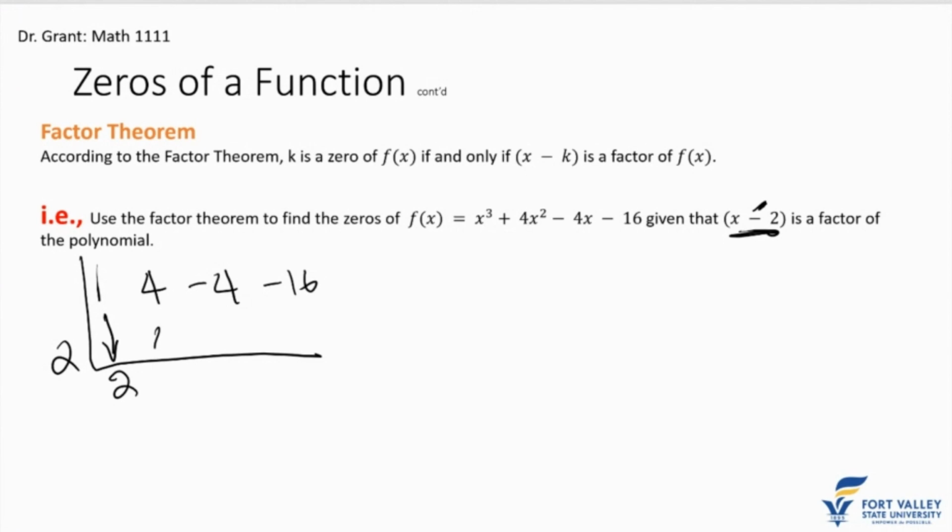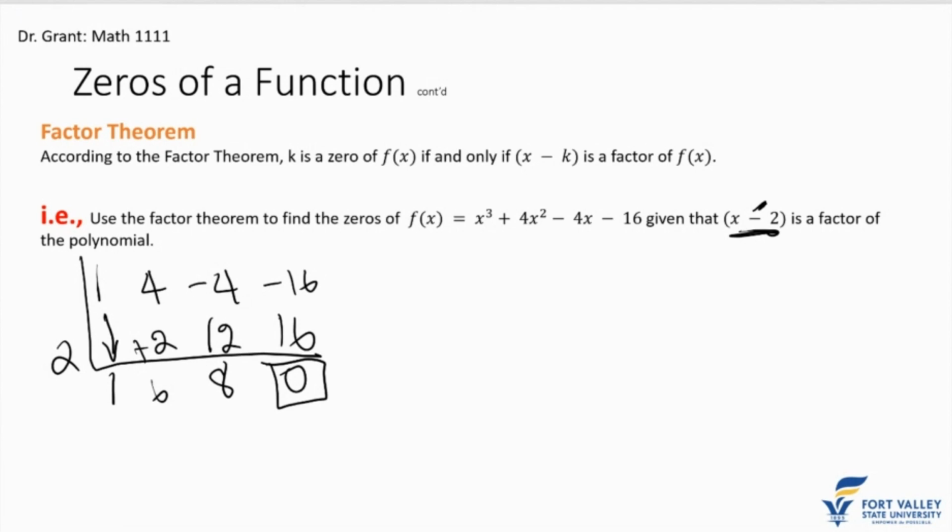So this becomes 2 times 1 is 2. This becomes a 6. 2 times 6 is 12. Then this will give me 8. 2 times 8 is 16. So we see that the remainder is 0.